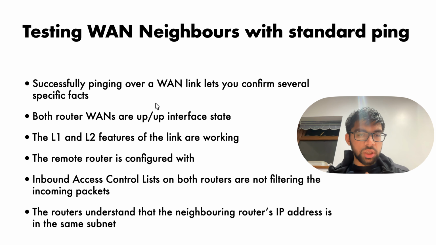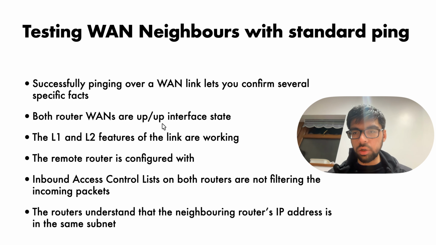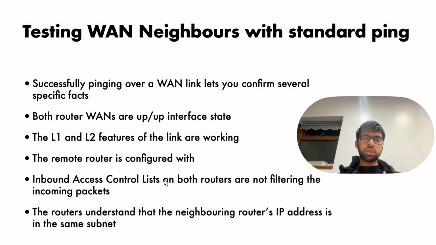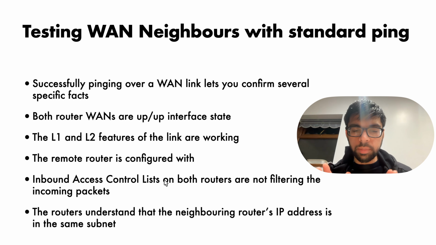This lets us confirm several things. It establishes that the router WAN interfaces are both in an up/up state. The layer 1 and layer 2 features of the link are working, and the remote router is reachable. The inbound access control lists, the ACLs, on both routers are not filtering the incoming packets, and the routers understand that the neighboring router's IP address is in the same subnet.